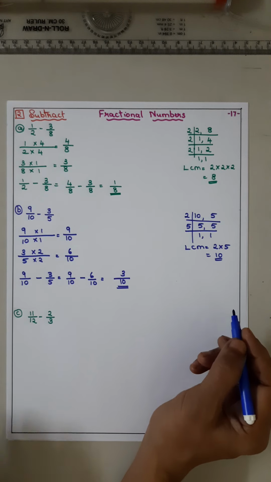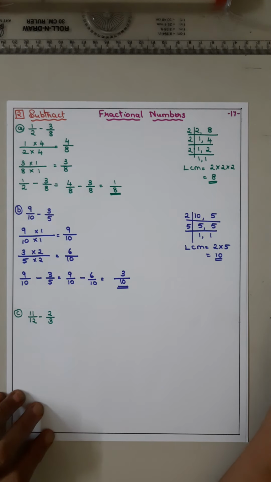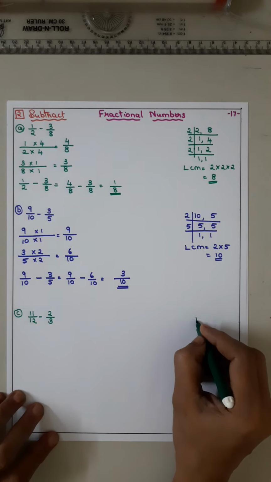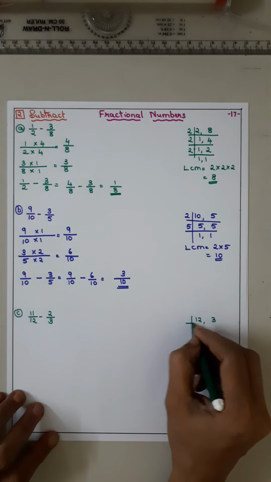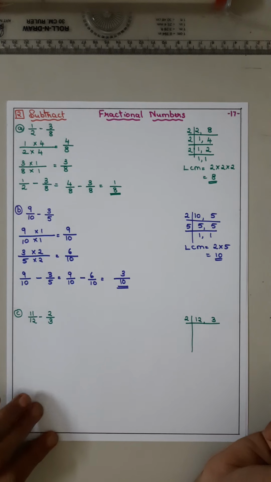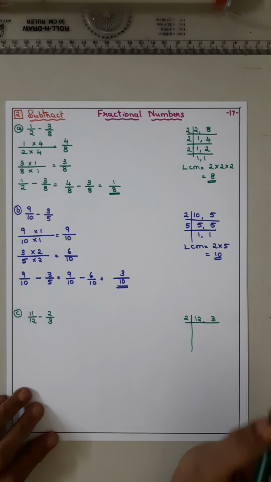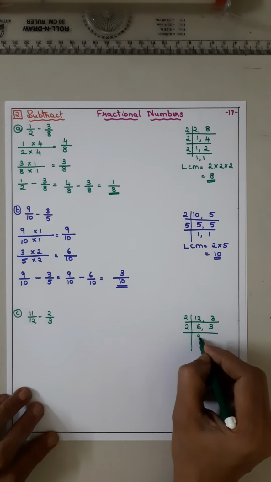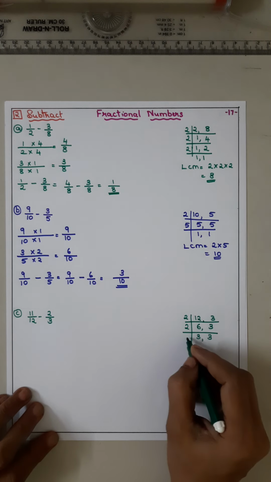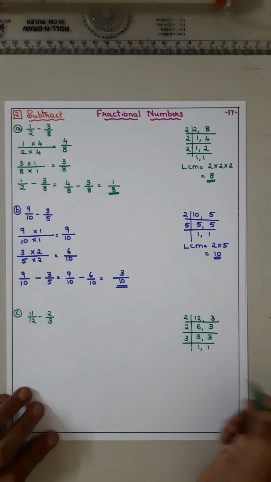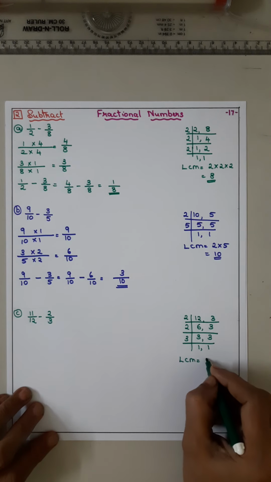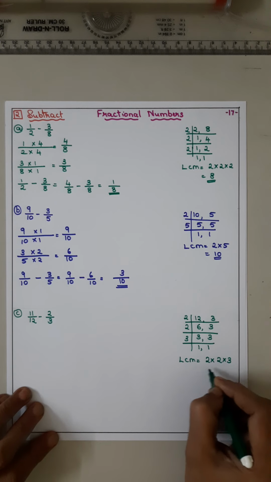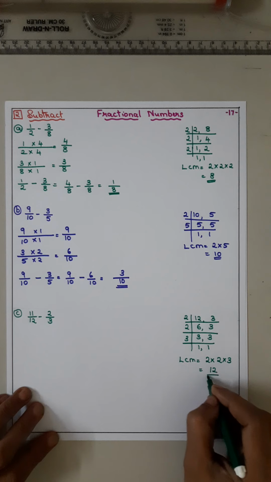Now coming to question number C. 11 by 12 minus 2 by 3. So write 12 and 3. Take the LCM. Start with 2 because it is even. For an even number, we start with 2. 2 sixes are 12 and 3 as it is. Again start with 2. 2 threes are 6, 3 as it is. 3 ones are 3, 1 ones are 1. So LCM is equal to 2 into 2 into 3. 2 twos are 4, 4 threes are 12.